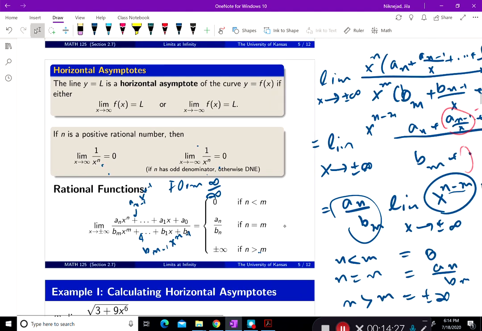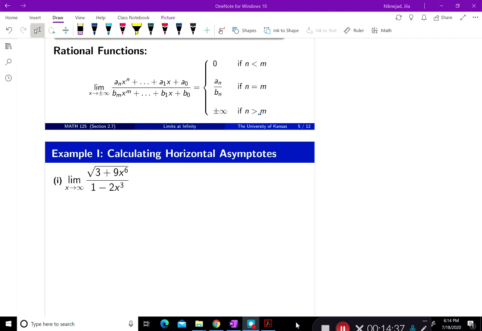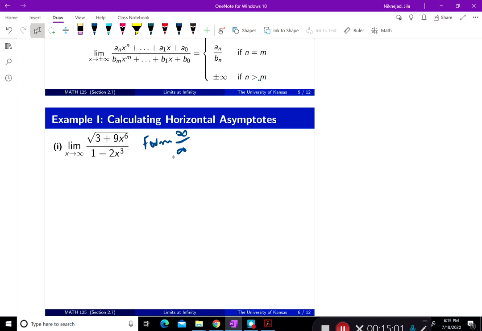And the next is we want to discuss a similar type, this time not rational but quotient functions. Example 1, calculate horizontal asymptote. The first part is find the limit as x approaches positive infinity of the square root of 3 plus 9x to the power 6, over 1 minus 2x to the power 3. So the first thing to notice, this form is again infinity over infinity. If I plug in infinity, I get infinity over infinity.